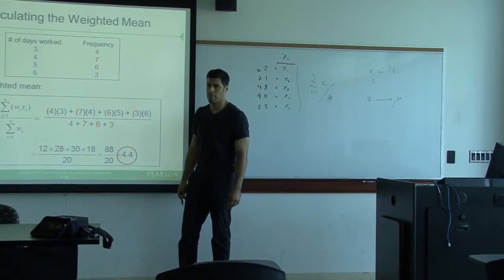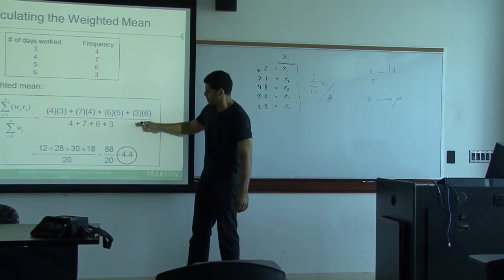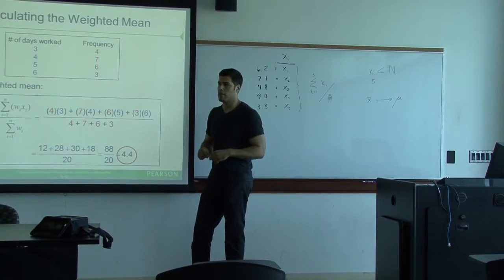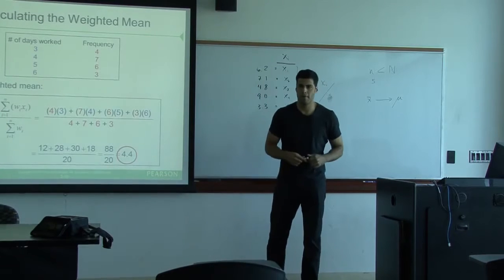So we take the weight, which is in red, and we multiply it times the number, which is in blue. Then we divide it by the sum of the weights, right? Which in this case is just the total number of observations, right? It's going to be 20, okay, the sum of the weights. So 4.4.